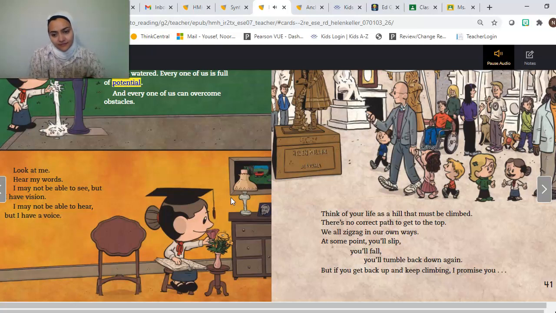Think of your life as a hill that must be climbed. There's no correct path to get to the top. We all zigzag in our own ways. At some point, you'll slip. You'll fall. You'll tumble back down again. But if you get back up and keep climbing, I promise you.